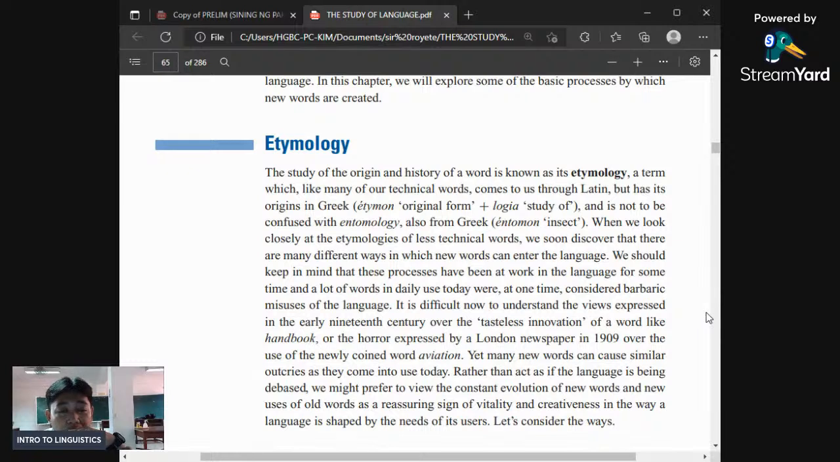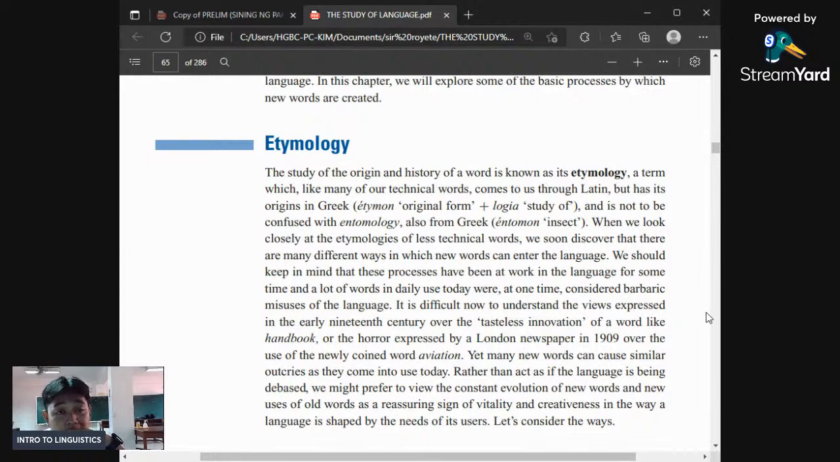E-T-Y-M-O-L-O-G-Y. So, when we look closely at etymologies of less technical words, we soon discover that there are many different ways in which new words can enter the language. We should keep in mind that these processes have been working in the language for some time. A lot of words in daily use today were at one time considered barbaric misuse of the language, right? So it came from the Latin, it came from the Greek. Etymology. So rather than viewing the language as being debased, we might prefer to view the constant evolution of new words and new uses of old words as a reassuring sign of vitality and creativeness in the way language is shaped by the needs of its users.